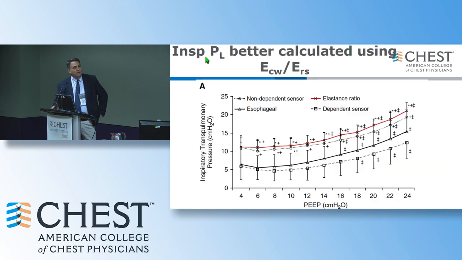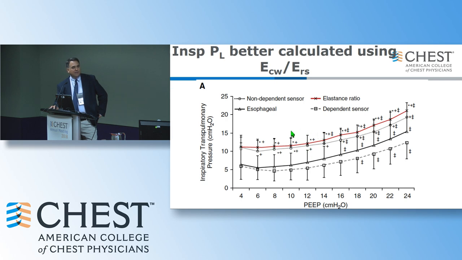Now, the transpulmonary pressure, or the inspiratory transpulmonary pressure, is better calculated using the ratio of the elastance. That measurement is represented by the red line. The dark, thick line is the esophageal pressure, used to measure the transpulmonary pressure at end inspiration when there's an inspiratory pause. Here is the pleural pressure measured in the dependent area of the lung, and here is the pleural pressure measured in the more anterior section.